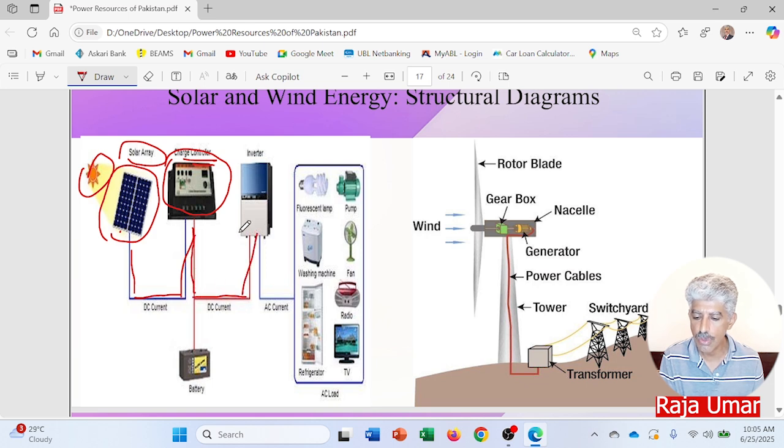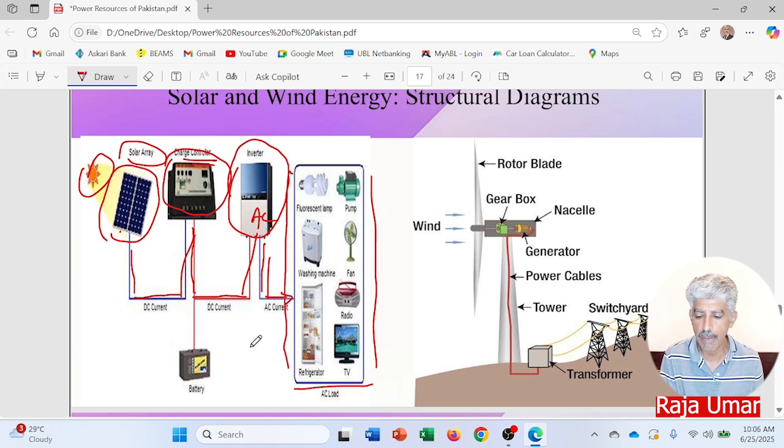And from that the DC current goes to the inverter, and in the inverter the DC current is converted into AC, alternating current, and that AC current goes to the equipment to light up the house and to run all the electric appliances. And if the solar panels are producing sufficient electricity, that can be stored in the battery over here as well. But this is what we call the hybrid system.